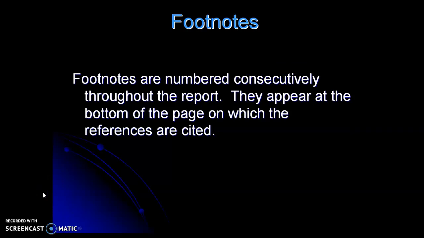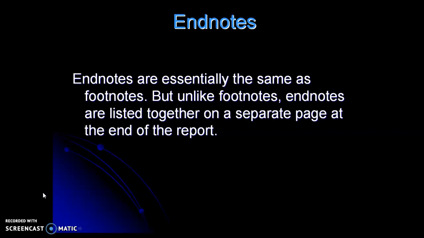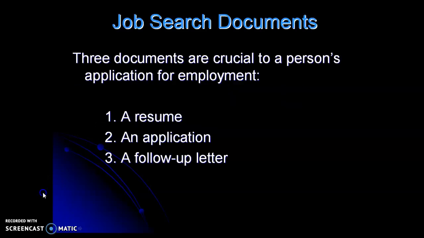Footnotes. Footnotes are numbered consecutively throughout the report. They appear at the bottom of the page on which the references are cited. Endnotes. Endnotes are essentially the same as footnotes. But unlike footnotes, endnotes are listed together on a separate page at the end of the report. Job search documents. Three documents are crucial to a person's application for employment: a resume, an application, and a follow-up letter.